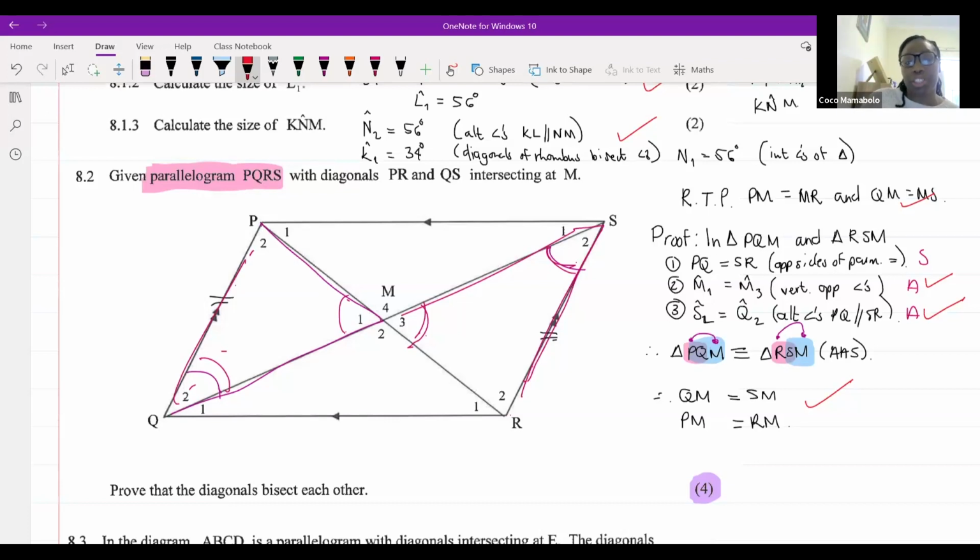Sometimes they won't even give you these lines. Sometimes you would have to construct them. So there is a big chance that they're just going to give you a parallelogram, and then you have to construct PR and QS. Okay, and then take it from there. So it's a lot of work, guys. I know. I'm sorry. Unfortunately, grade 10 comes, yeah, it's pretty difficult.